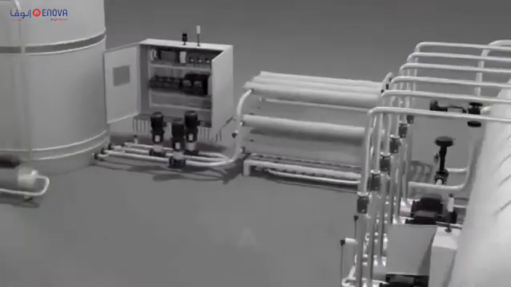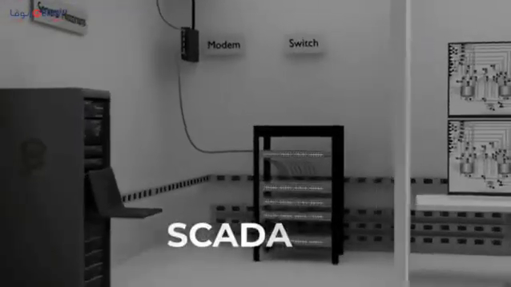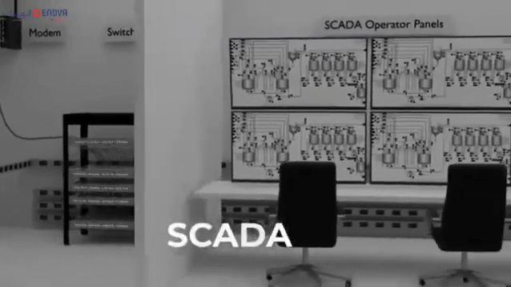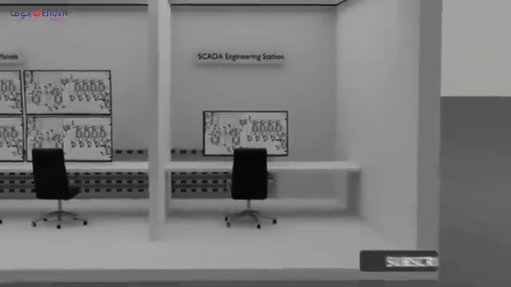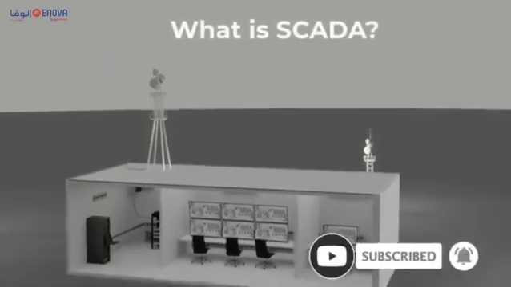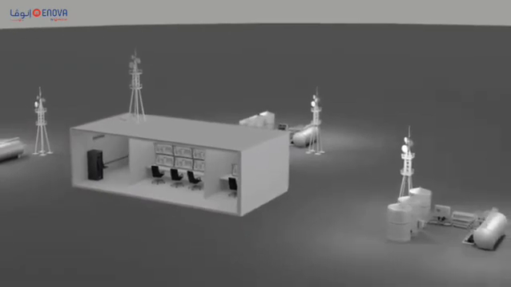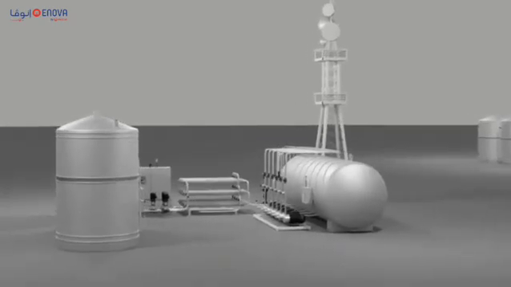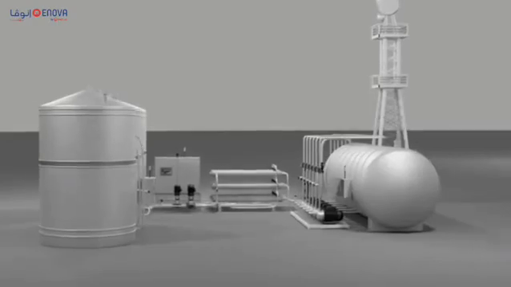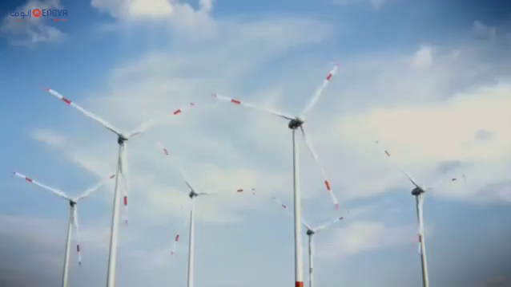Today, we're going to explain SCADA in a super easy to understand way with the help of animation. If you're new to automation and want to understand what SCADA is, this video is for you. So, what is SCADA? SCADA stands for Supervisory Control and Data Acquisition System. It's a system that helps monitor and control different processes, like oil and gas, power, and more.